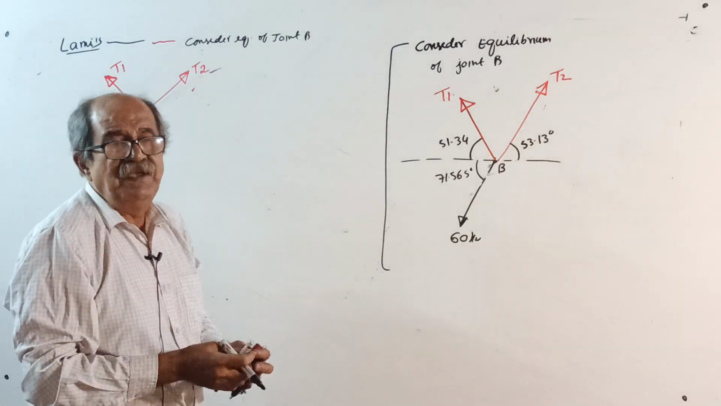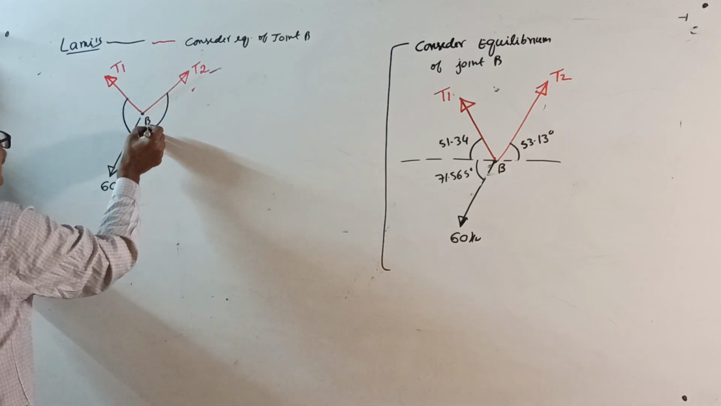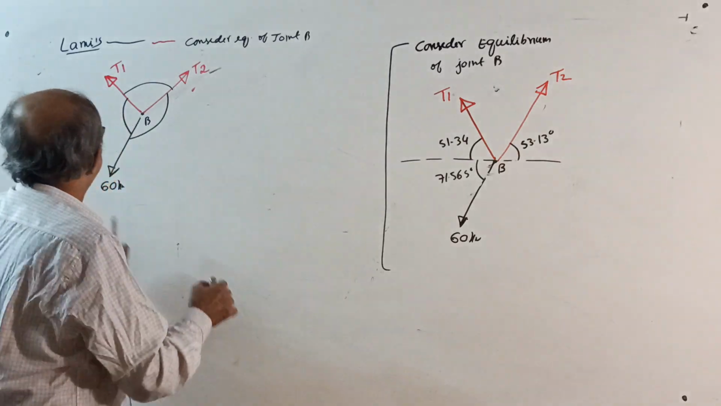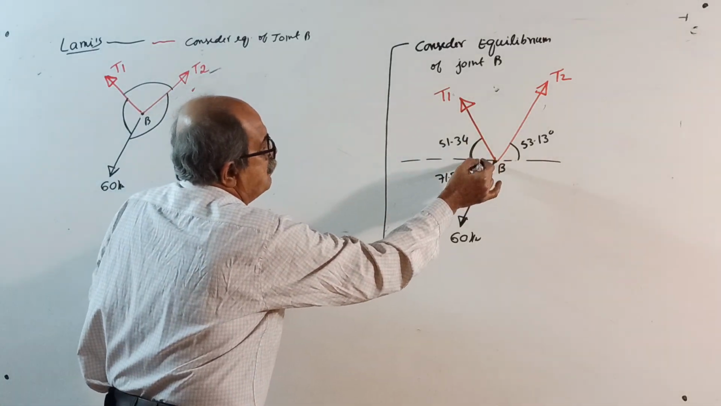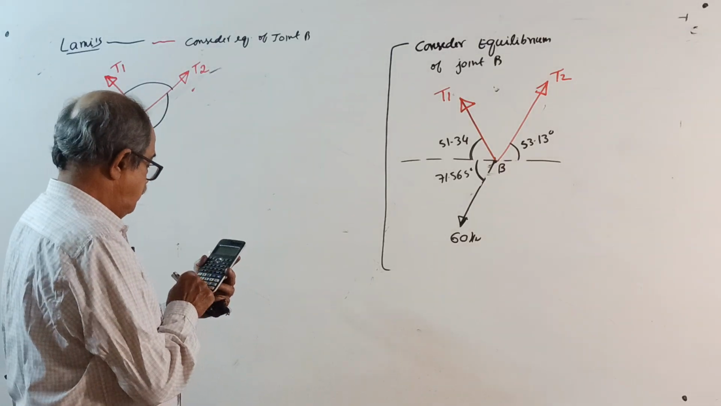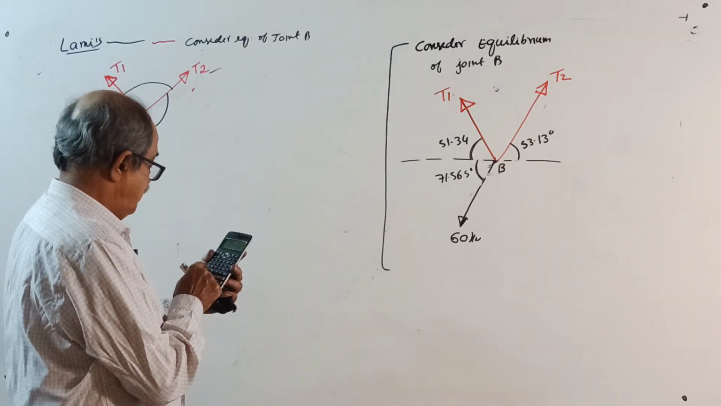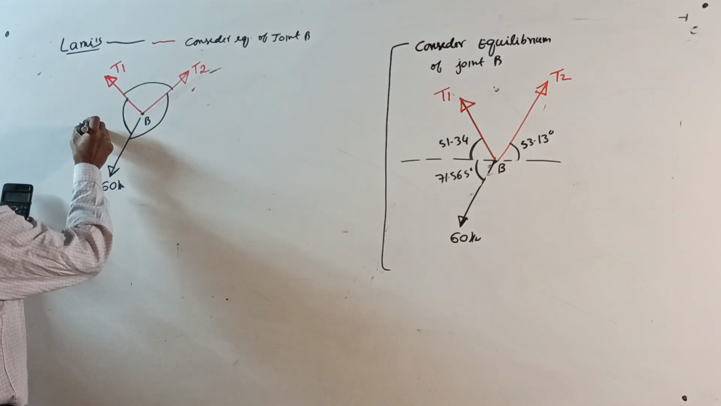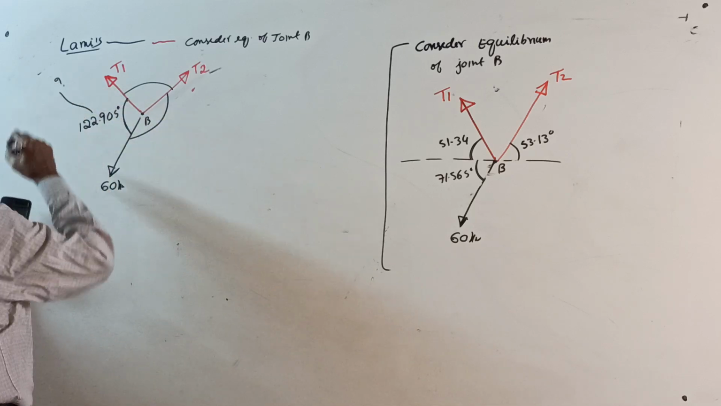Since you are solving by Lami's theorem, you require this angle, this angle, this angle, this angle. I will dictate, you write. This angle equals 51.34 plus 71.565, which is 122.905 degrees. Somewhere you show the calculation.